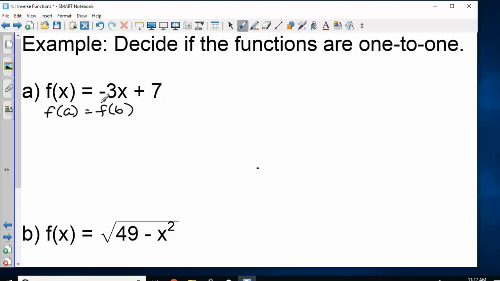f of a is negative 3a plus 7. f of b would be negative 3b plus 7. We're just going to solve for a. So if I want to get a by itself, we can subtract our 7, divide by negative 3, and we get a equals b. So I started this problem by saying, okay, I have two y got repeated. I have that same y value twice. And I found out that the only way my y would repeat is if those were the same x to begin with. So this means they are one-to-one.